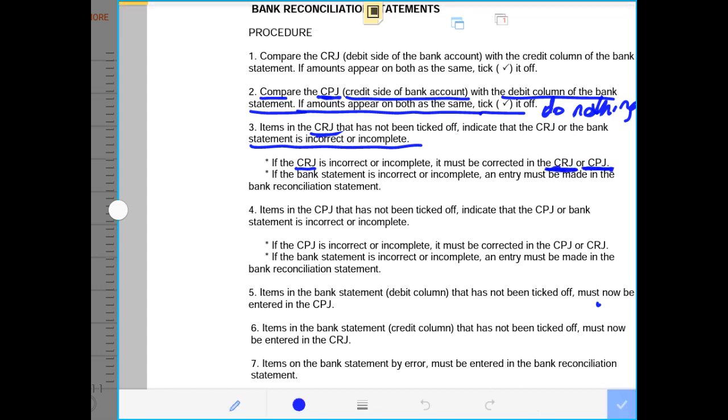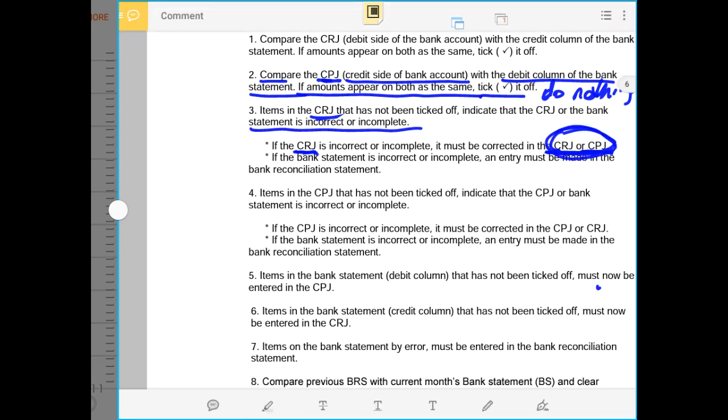And I want to explain this part very importantly. The question is, how do we correct? Remember it said if the cash receipt journal is incorrect, it must be corrected in the cash receipt journal or in the cash payment journal. How do we correct a receipt in the payment? That's the question.